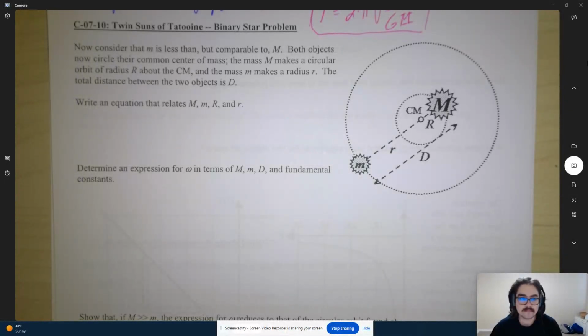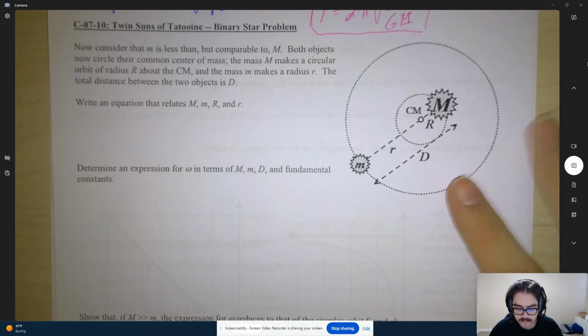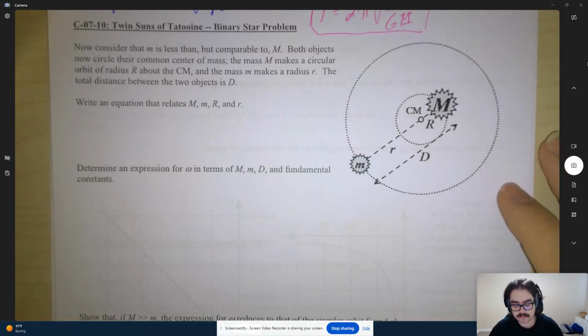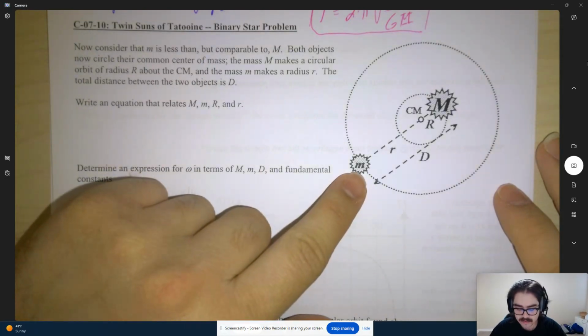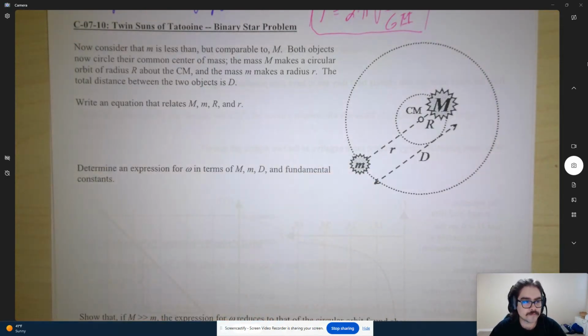All right. This is the binary star problem. It has appeared on the AP exam, and it is fair game on the AP exam. We call it the binary star problem because you basically have two bodies orbiting the same center of mass, and they may have different radii.